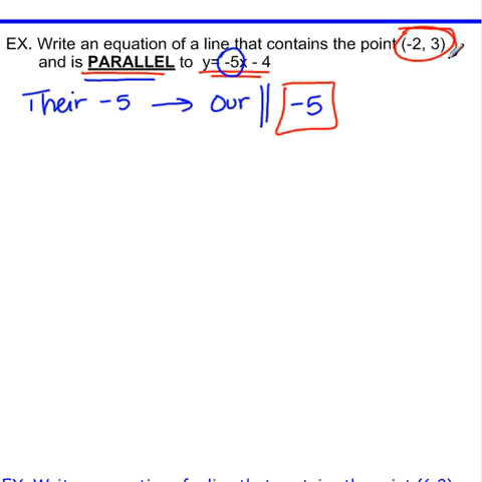That is what we have. We have a particular point the line has to go through, and we know what the slope of the line is going to be. So let's go. Y minus the y coordinate, which is 3, equals our parallel slope, which is -5. Open parentheses. X minus the x coordinate, which is -2. I'm going to go ahead and clean that up and make it +2. All right, so then from here, let's clean this up and let's solve it for y.